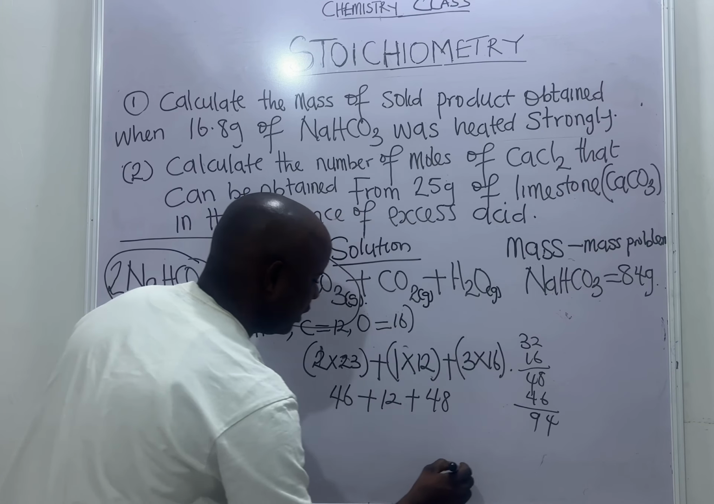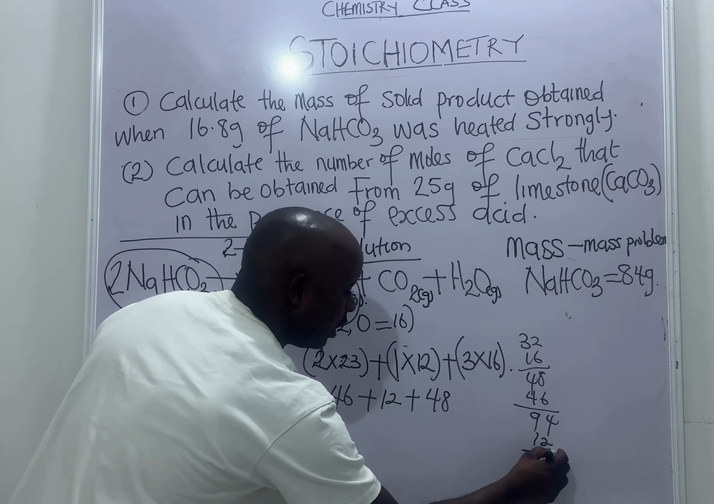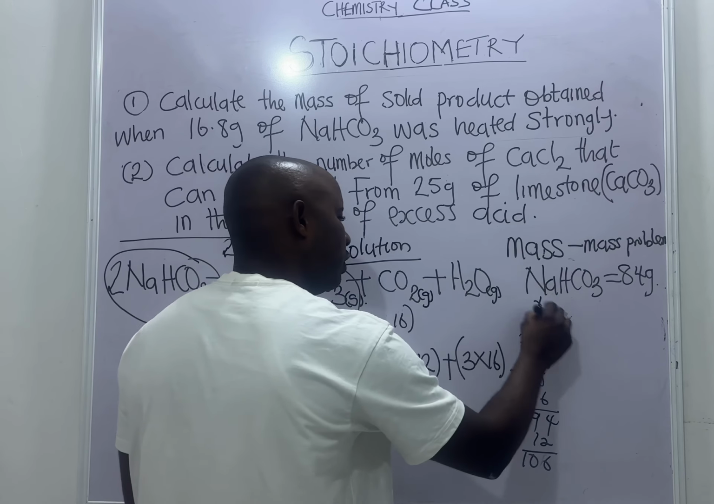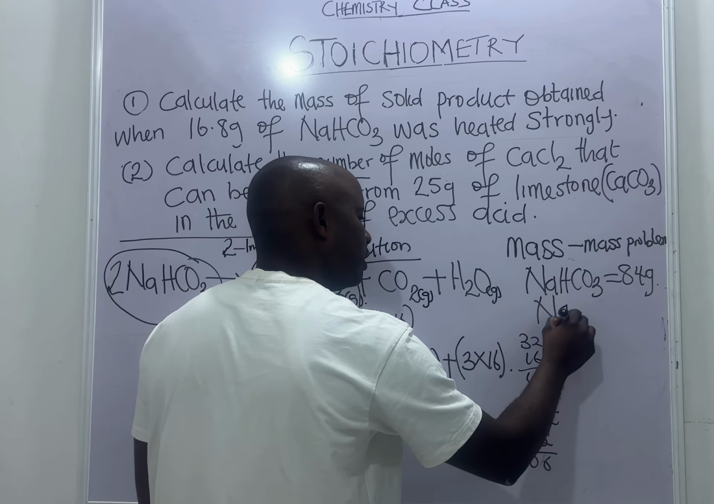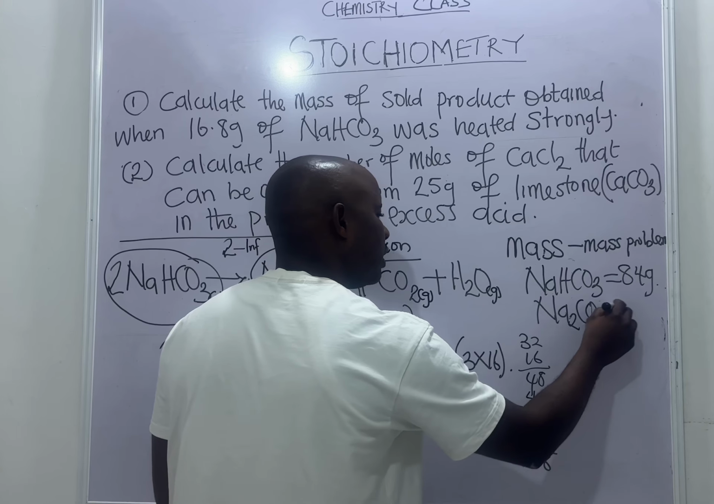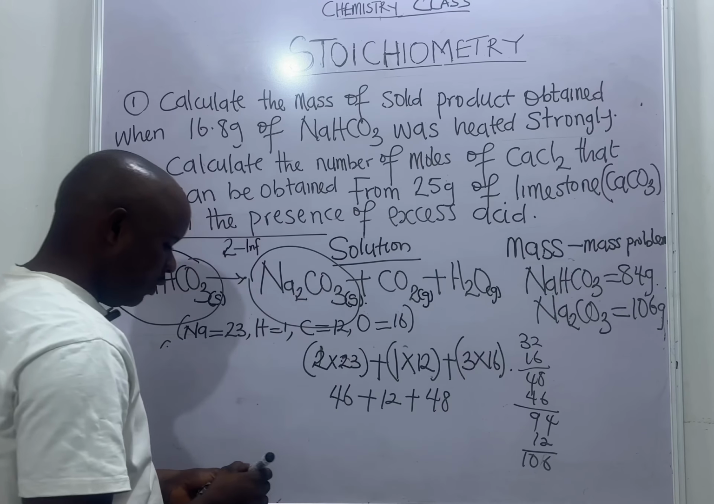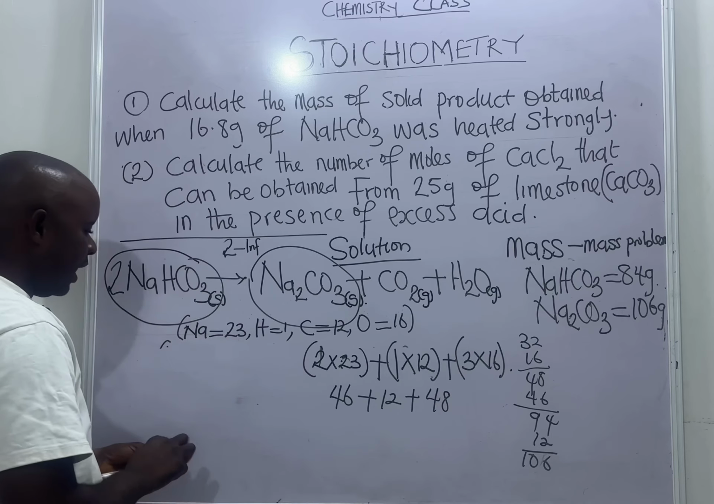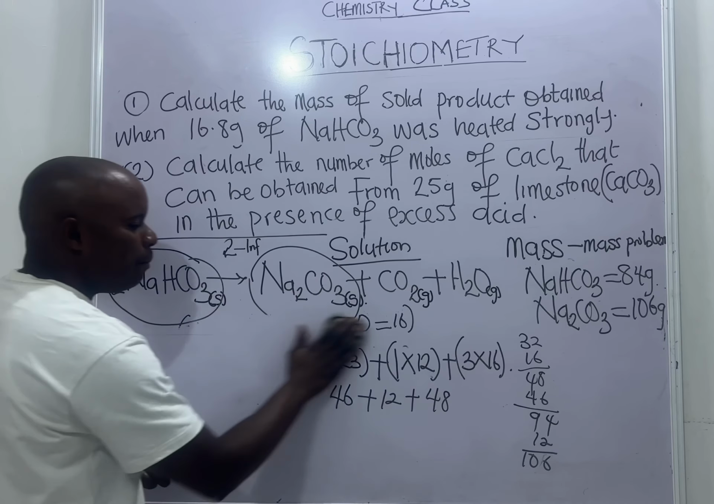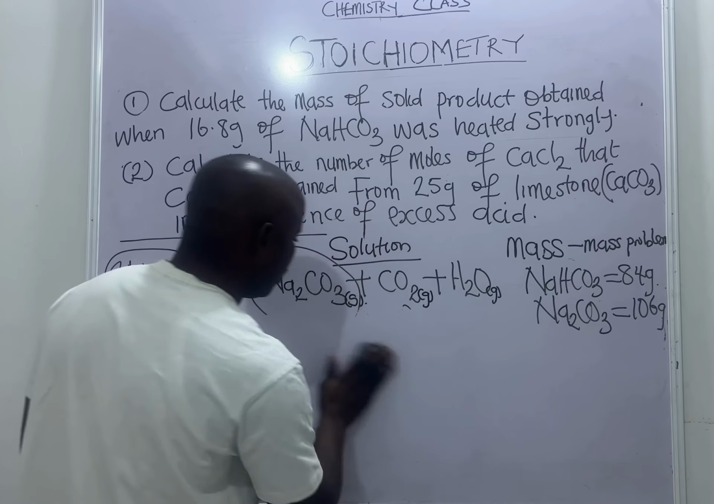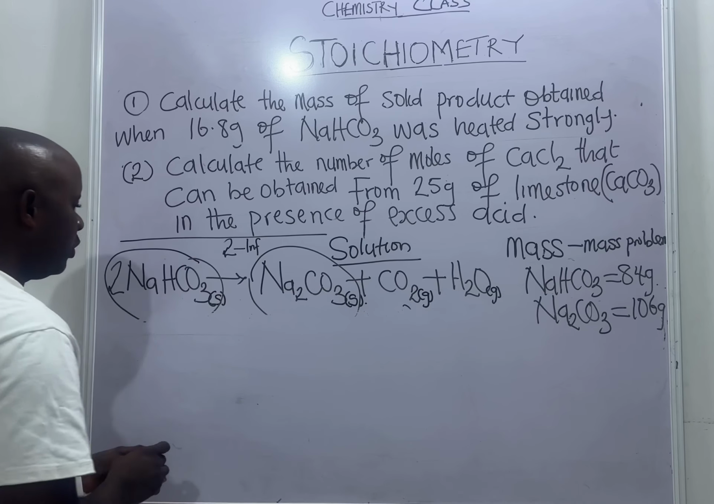Here is 94 plus 12. I'm going to have 106. We said sodium carbonate is equal to 106 gram. So now we can compare this reaction. We have obtained the molar mass of each of these compounds that are mentioned in the question.